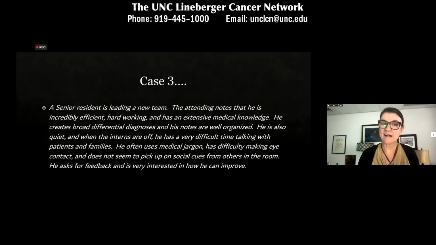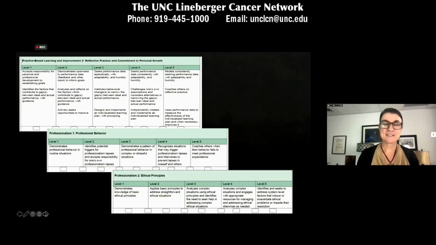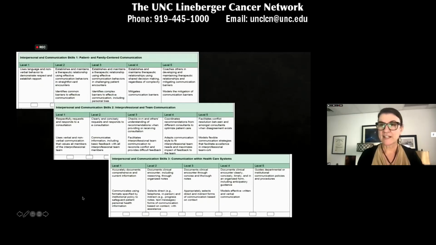He has difficulty making eye contact, and he doesn't seem to pick up on social cues from others in the room. He asks for feedback. He's very interested in how he can improve. So let's put all this together and break it down a little bit. He's doing very well with practice-based learning and improvement. He's actively seeking feedback and he wants to be better. But he's still struggling with communication skills.